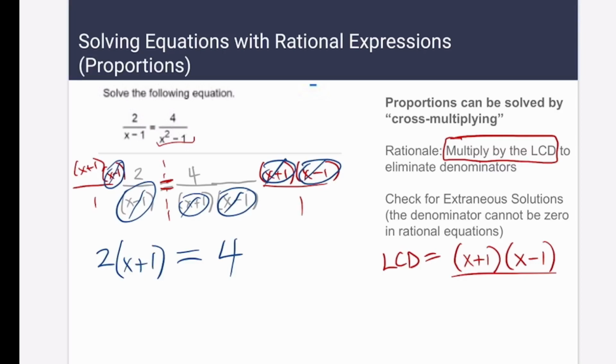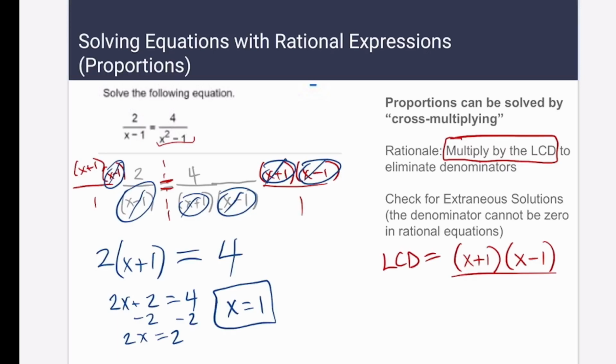If you cross multiplied, you would get something that initially looks different, but your final answer would be the same. So here you'd get 2x plus 2 equals 4. We subtract 2. So x equals 1. That's our solution.